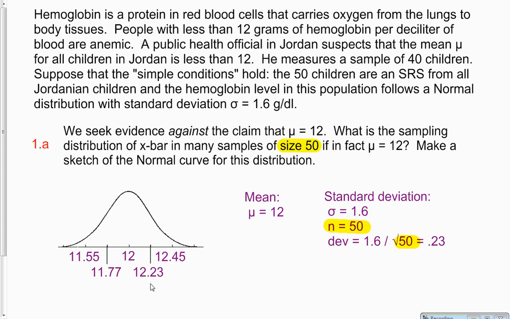So if we label our normal chart, instead of 12 or 13.6, it's only going to be 12.23, 12.45-ish, something in this ballpark. So this sketch of the normal curve with these markings at the standard deviations is what they're asking for in 1A.